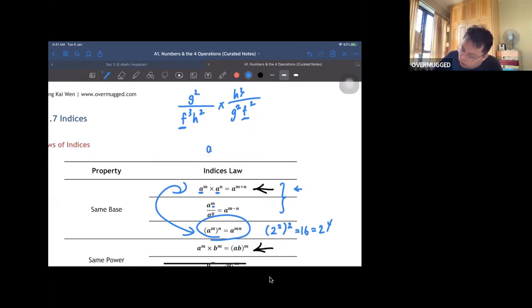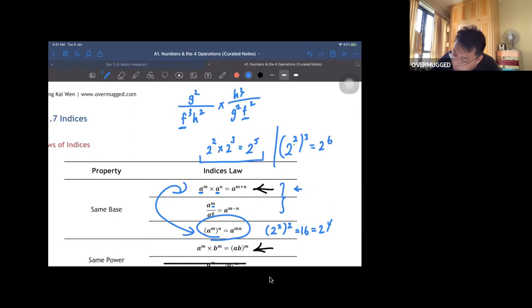Okay, maybe I'll use 2. 2 to the power of 2 times 2 to the power of 3. What value is it? You should actually get 2 to the power of 5. But if you do 2 squared, cubed, it's not. It's 2 to the power of 6. So when I type this into the calculator, I automatically tell myself, okay, it's power 5. So I know that it's just the addition whenever you have the same base.